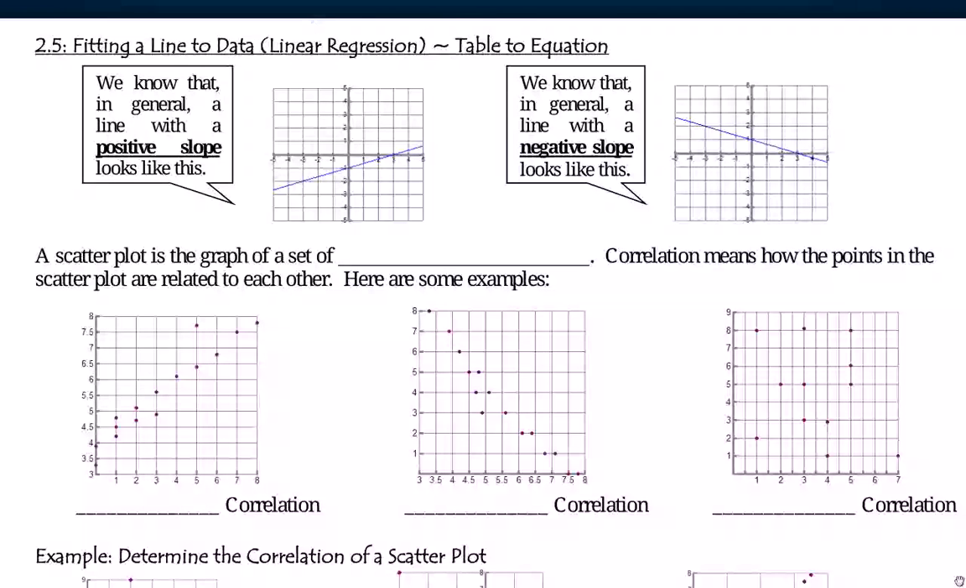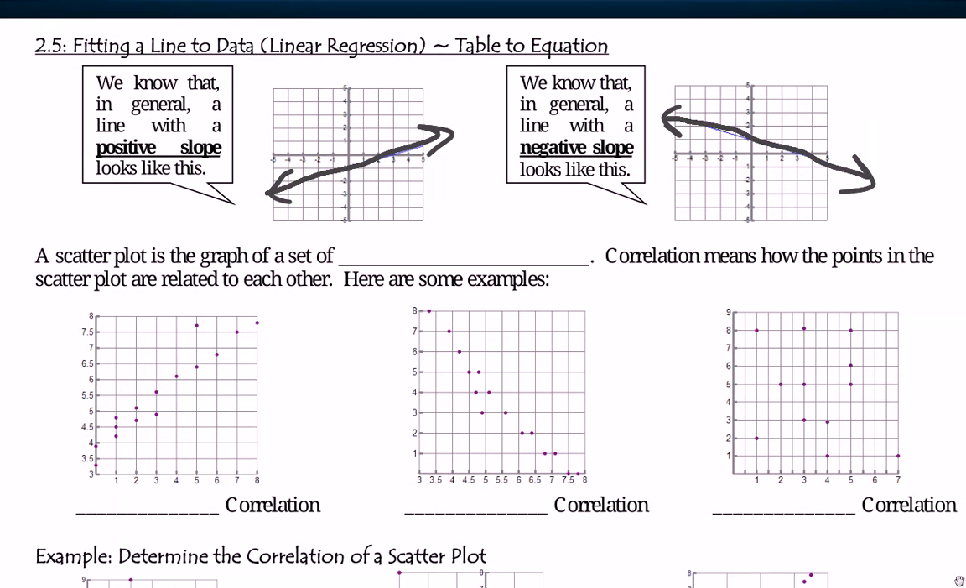Now we're moving into a unit on statistics, and the first thing we're going to look at is how to find the equation of a line from a set of points. If you remember, if we had a positive slope, then that meant that my graph of my line is going up from left to right. If I have a negative slope, then that means it's going down from left to right.